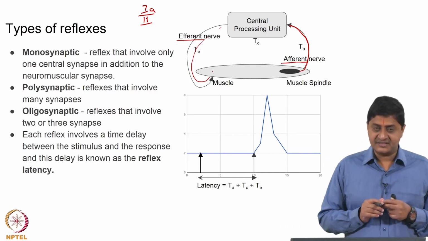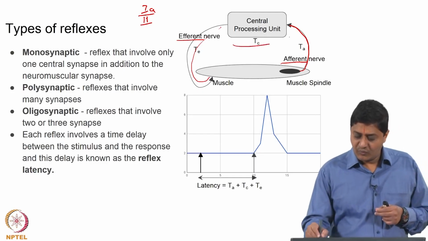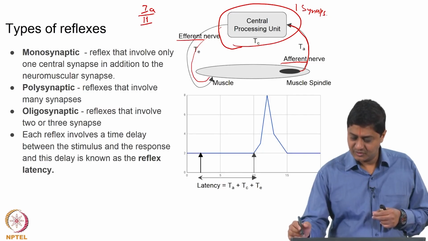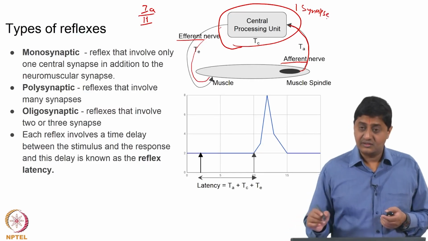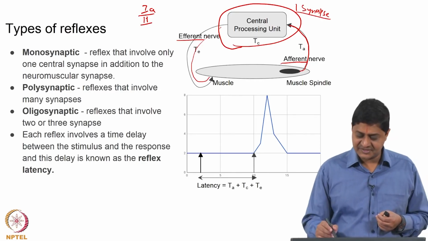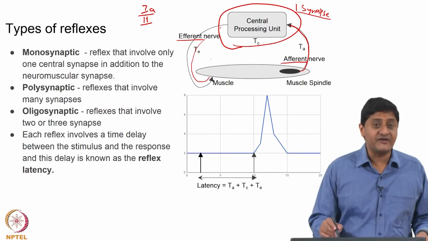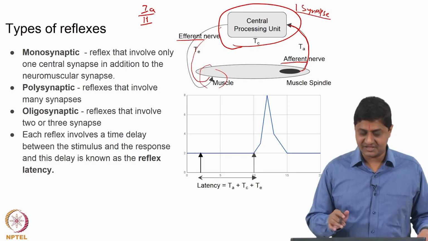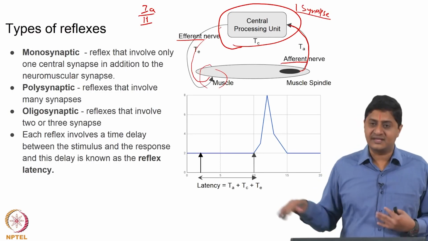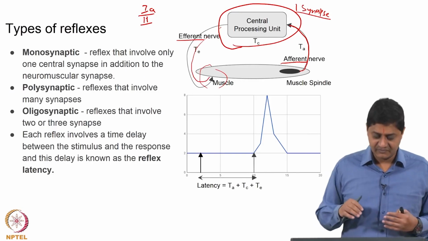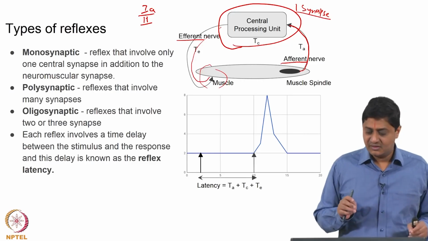Those reflexes that involve only one synapse at the central processing unit, only one synapse at the central processing unit. Please note what that means is the one synapse is at the central processing unit. There is obviously a synapse between the efferent neuron and the muscle, that is the neuromuscular junction or the neuromuscular synapse, that is not considered as part of this discussion. That is there in all the cases, that is there in reflexes, that is there in voluntary actions, that is there in non-reflexes, that is there everywhere. So that synapse is not considered.